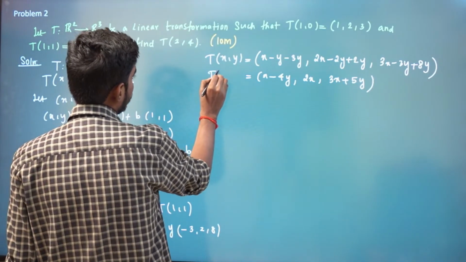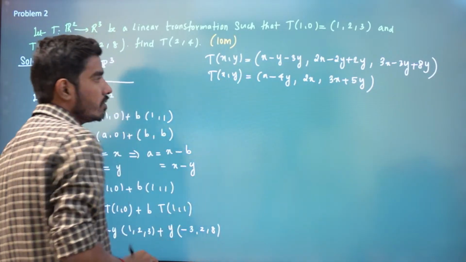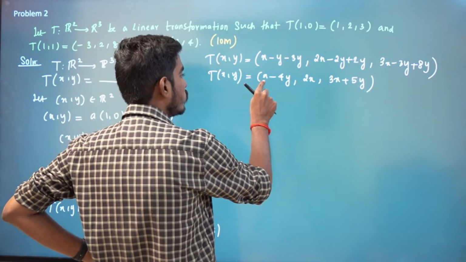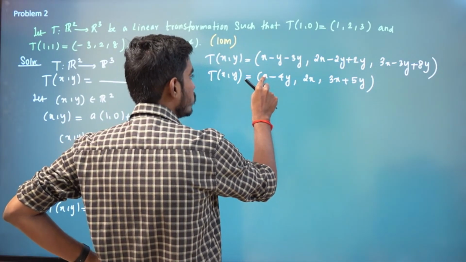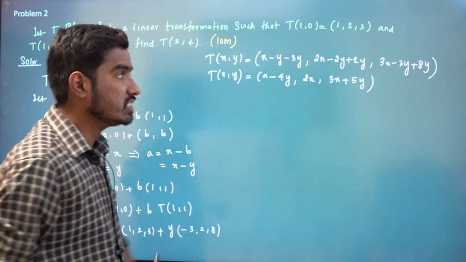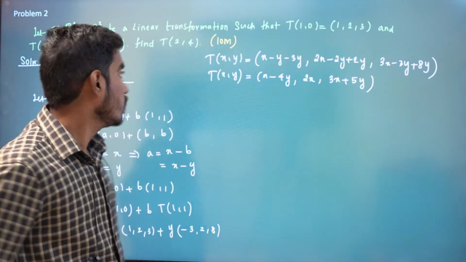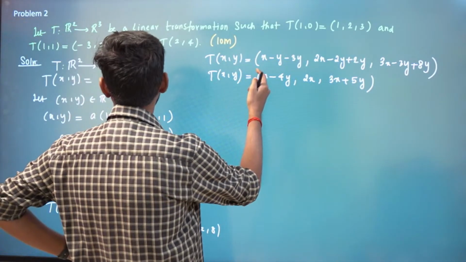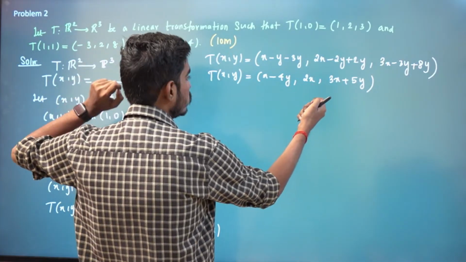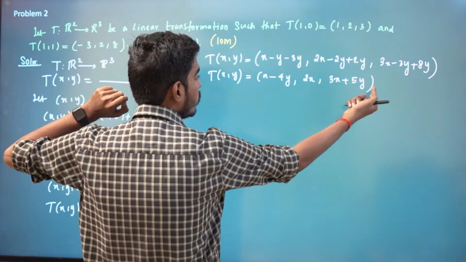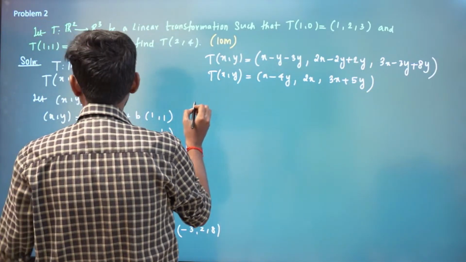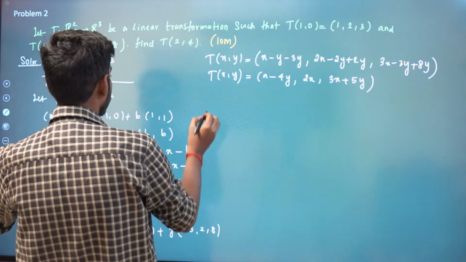This is a linear map. This is our required linear map. You can verify. Put x = 1, y = 0, we get (1, 2, 3). If you put (1, 1), we get 1 - 4 = -3, 2, and 3 + 5 = 8. So our linear map is correct. Now we need to find T(2, 4).